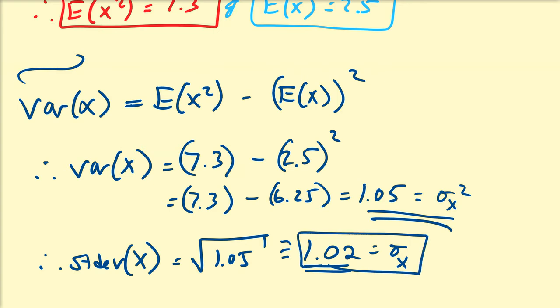And that is an example of how to calculate the moment generating function for at least a discrete and finite probability mass function, and also how to use it to generate the moments and the variance and the standard deviation of that random variable.